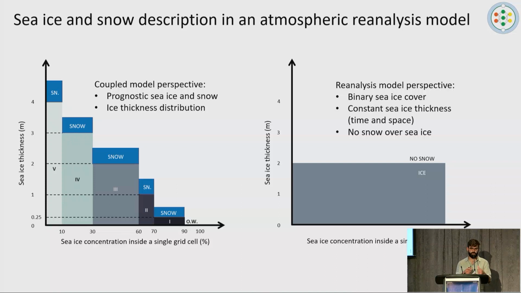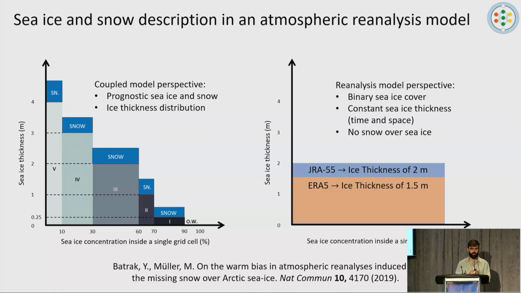Now, if we look at a reanalysis model on the other side, we have a much simpler description of the sea ice. First of all, we don't have snow on top for most of them. We have a binary sea ice cover, and we also have constant sea ice thickness no matter the season and hemisphere. And this brings issues. This is just an example: GRA assumes a 2-meter thick ice, ERA5 1.5 meters. And a very nice paper by Batrak and Müller showed that this representation in reanalysis brings issues with temperatures over the sea ice, and in particular very warm biases in winter.